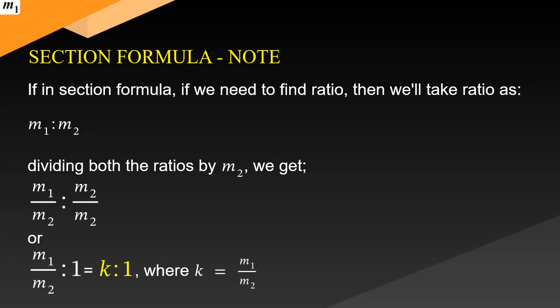Now dear students, write a note for the section formula. This note is very important. If in the section formula we need to find a ratio, I repeat, if we need to find the ratio, then we will take the ratio as m1 is to m2. Dividing both the ratios by m2, we get m1 upon m2 is to m2 upon m2, or we can also write it as m1 upon m2 is to 1, since m2 and m2 cancel out each other, or simply we can write it as k is to 1, where k represents m1 upon m2. So basically when we need to find the ratio, we will take the ratio as k is to 1.